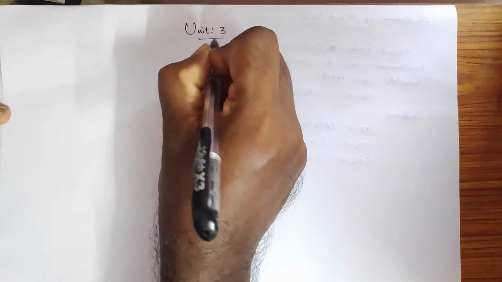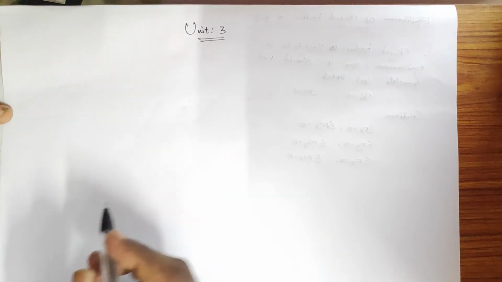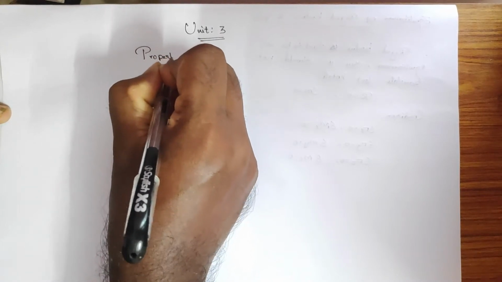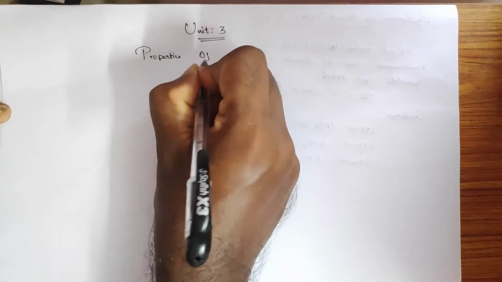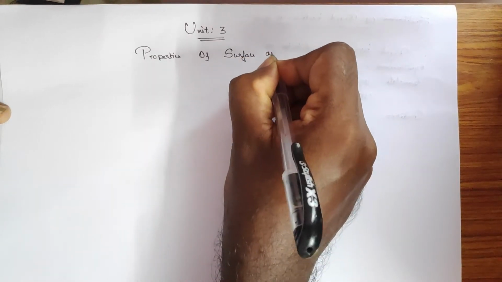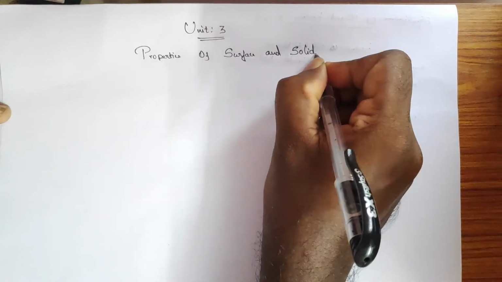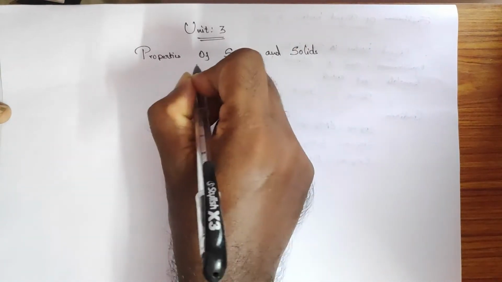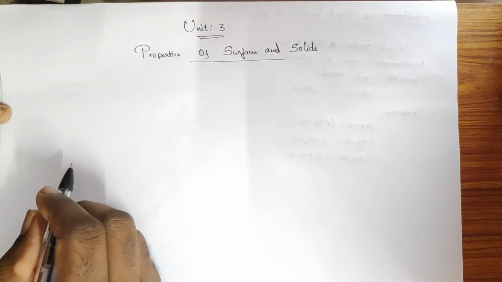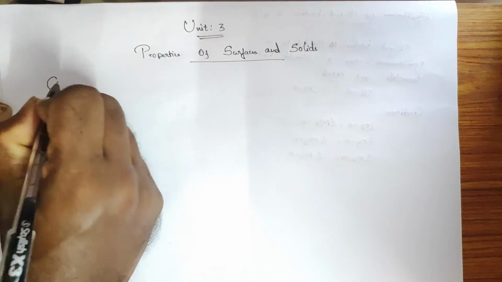The title of this unit is Properties of Surface and Solid. Surface and solid, right? So here in this video lecture, especially we can focus on the title called centroid.